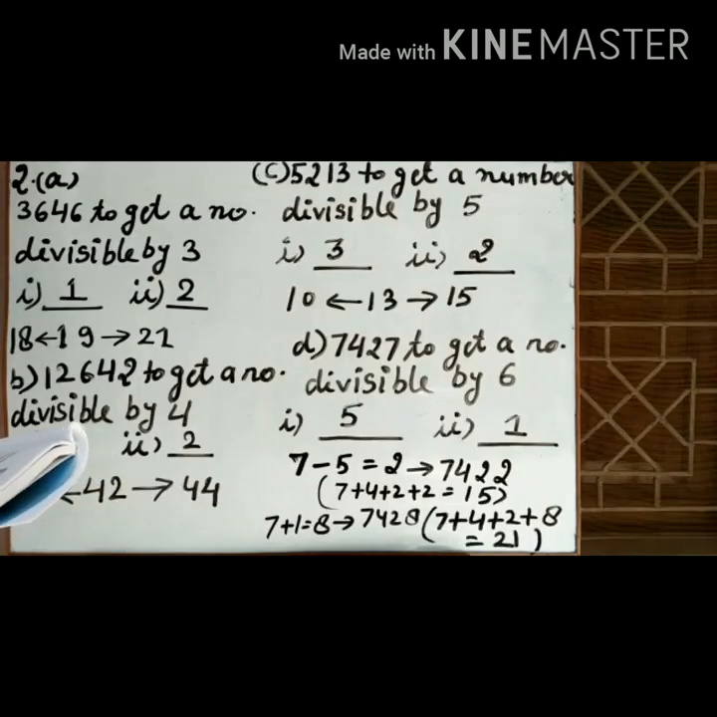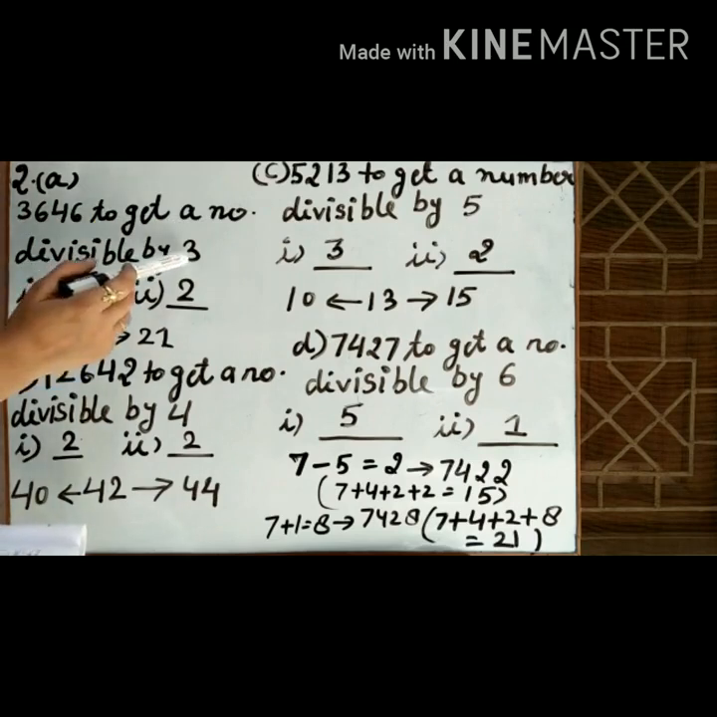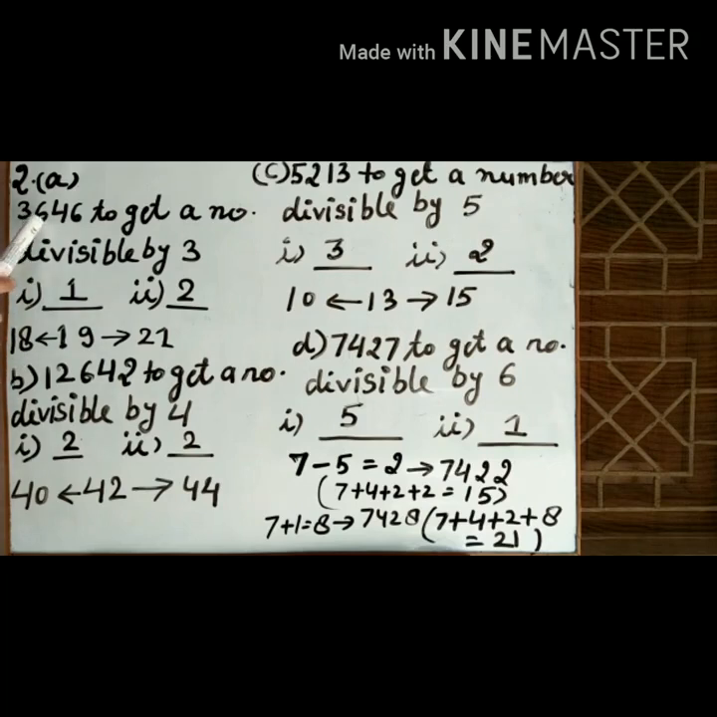Question number 2. What is the smallest number which should be subtracted from and added to? A. 3646 to get a number divisible by 3. It means, what is the smallest number which should be subtracted from this number to get a number which is divisible by 3? And one more, what is the smallest number which should be added to this number to get a number divisible by 3?